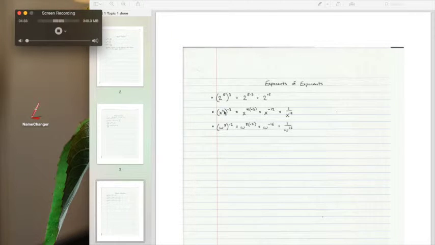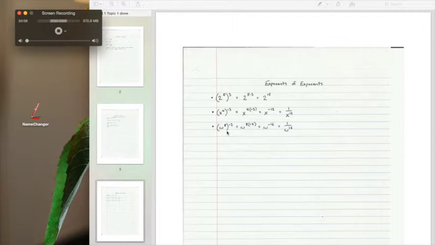X to the power of 4, that whole thing is raised to the power of negative 3. All you do is you keep that base and you multiply these exponents. 4 times -3 gives you -12. X to the power of -12 is your solution. But remember, we want to put this in its fraction form. So this becomes 1 over x to the 12th.